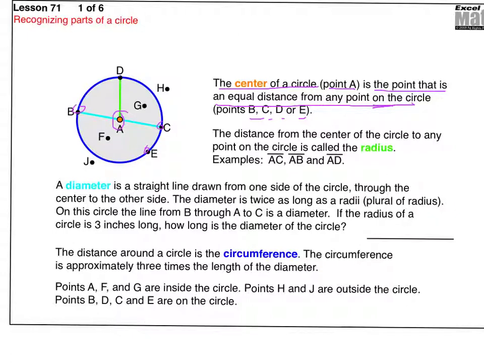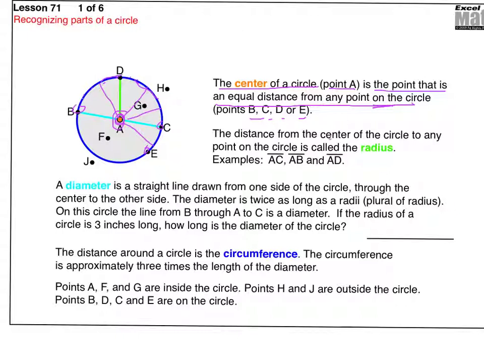So picture like this is out on the playground. That circle is painted on there, and there's a pole like a tetherball court right here. No matter where you stand on the edge, it's always the same distance to get to the pole. It's equidistant from every part that's on the circle.